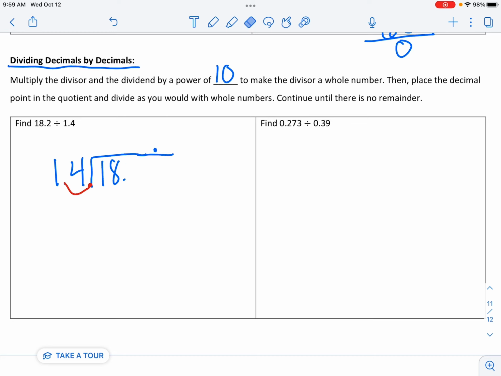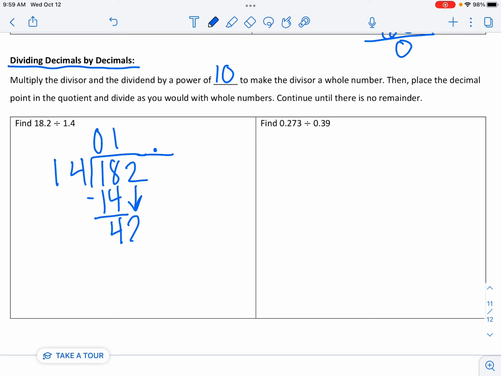Okay, so we now have 14 and 82. And our decimal is right there. So then we divide like normal. 14 can't go into 1, so I'm going to put a 0. 14 can go into 18, and it can go one time. 1 times 14 is 14, and we subtract, we get 4.